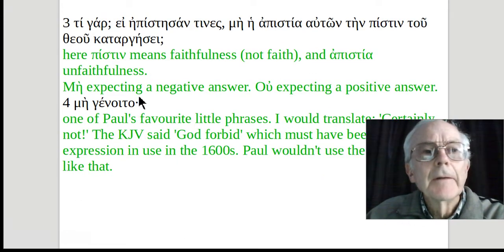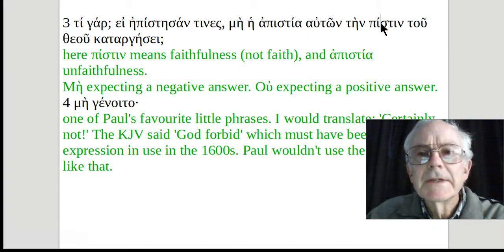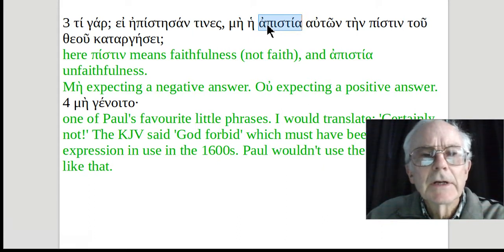Okay, moving down, notice here that pistin means faithfulness, not faith, and apistia, unfaithfulness. So the a is equivalent to English un. So pistis, which often, usually, perhaps you could say means faith, here it takes a secondary meaning, faithfulness. And notice also me. As the Greek grammars tell us, me expects a negative answer, ou, the other negative, expects a positive answer, usually. Not always, but usually.